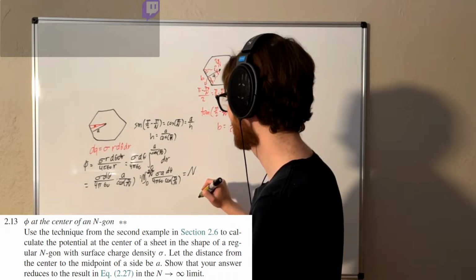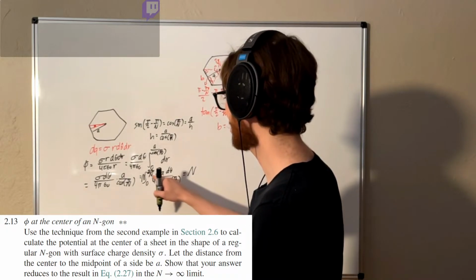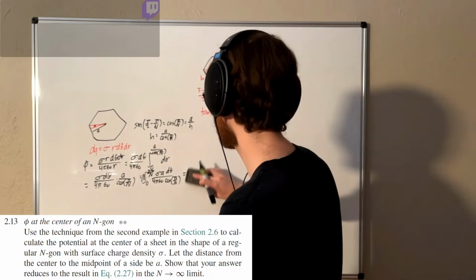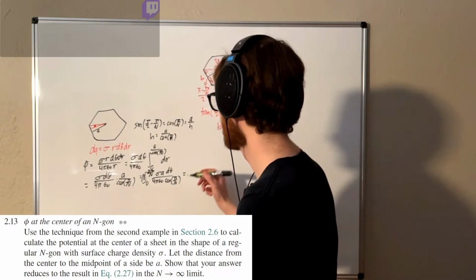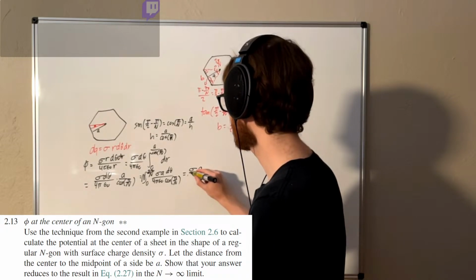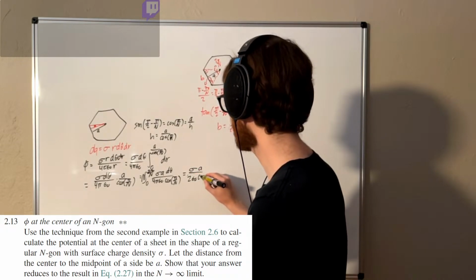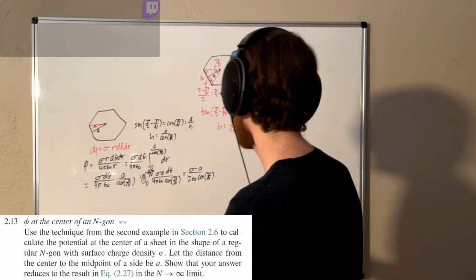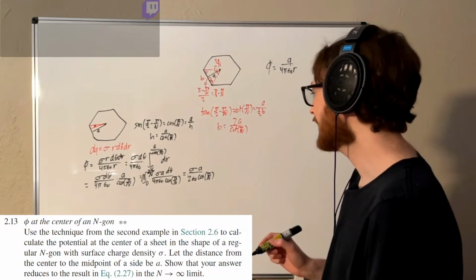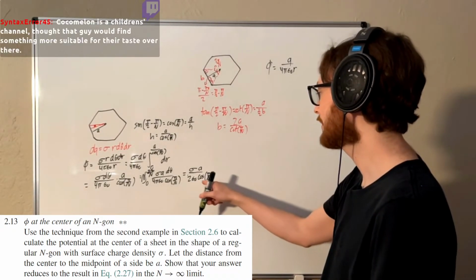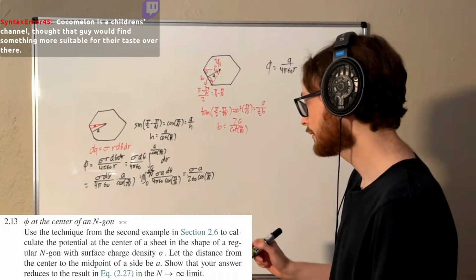Basically all this integral does is multiply this thing by 2 pi over N, which I guess is going to cancel with that N in front. And the 2 pi will cancel with the 4 pi. So what do we get? Sigma a over 2 epsilon naught cosine pi over n. That seems too simple. But if n goes to infinity, cosine of this thing goes to 1.